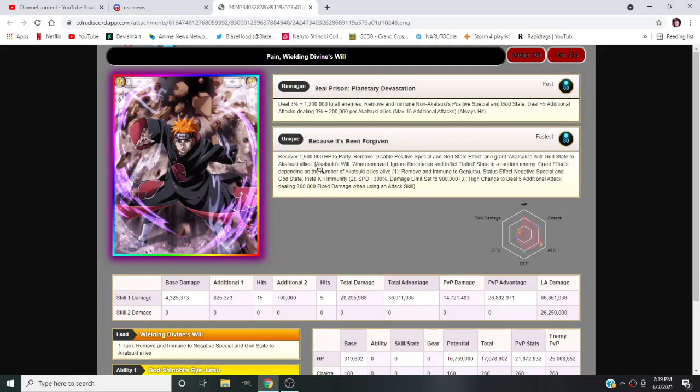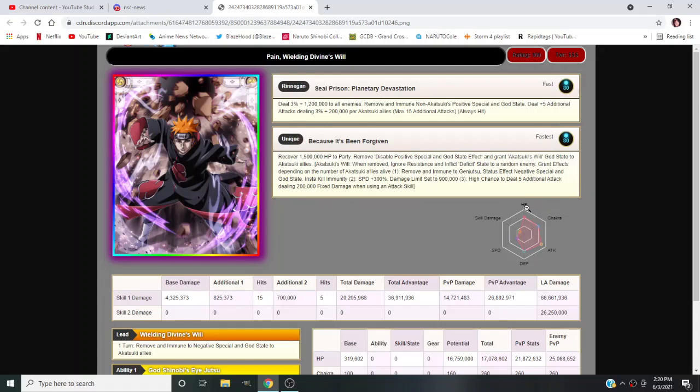Grant effects depending on the number of Akatsuki allies alive. If you have one, remove immune to genjutsu status effects, negative special state and God state. Insta-kill immunity, 200-300% speed increase. Damage limit is set to 900,000. Wow, so you're not going to be hitting for crazy numbers. Three, high chance to deal 5 additional attacks, doing 200,000 fixed damage when using a skill. So you get more additionals.